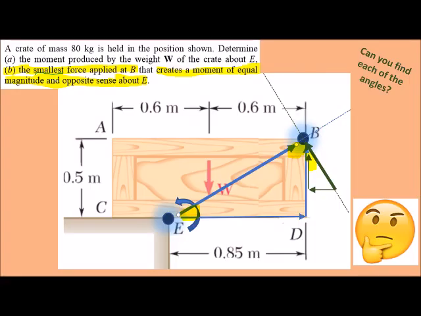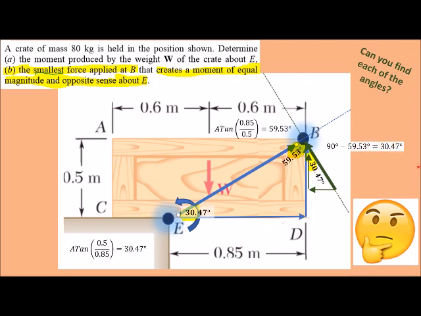Perpendicular to the position vector. Can you figure out what that angle is? Now we're given some dimensions for our crate, so we can get dimensions for our position vector. Okay, so this is going to be 30 degrees, 59 degrees.